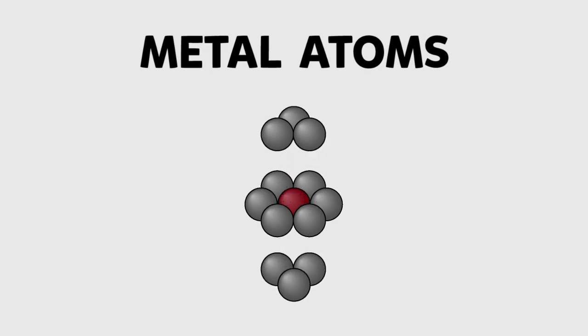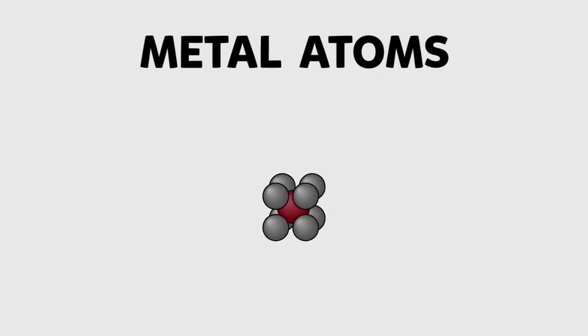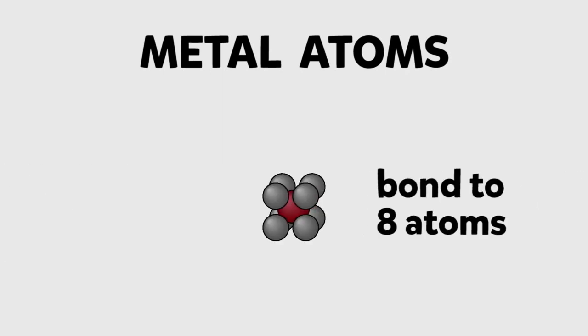Look at the red atom. It is surrounded by 6 in its plane, and 3 on top and 3 underneath. Less compact crystal structures are possible too, for example this arrangement where each atom is bonded to 8 others.